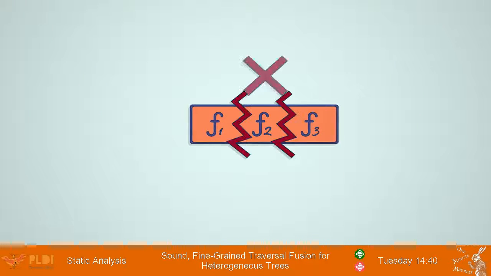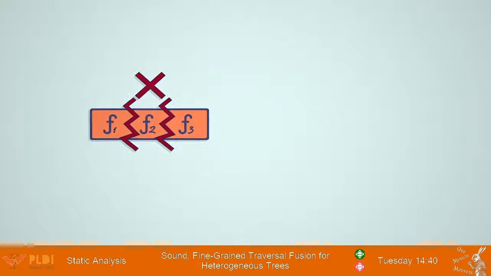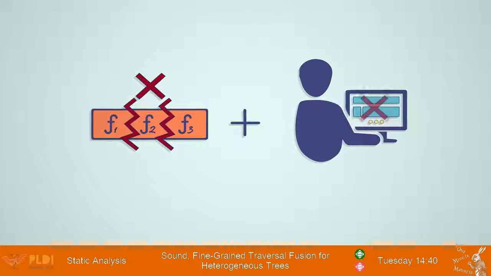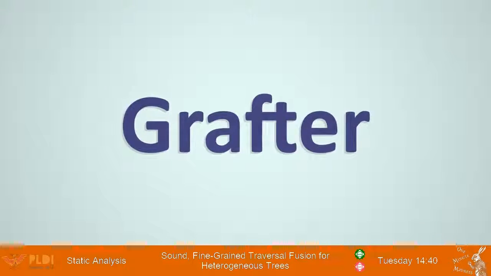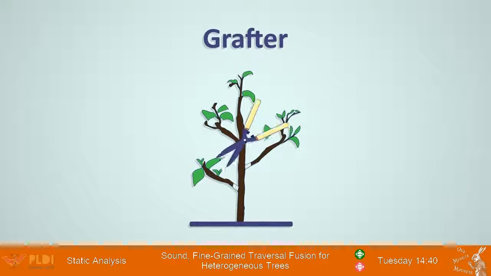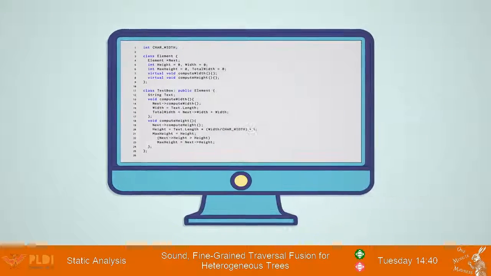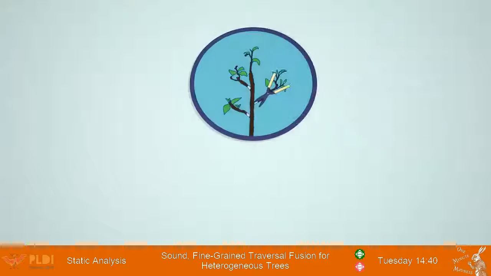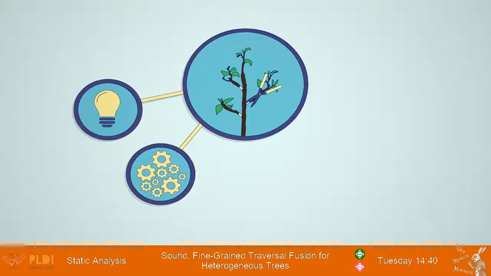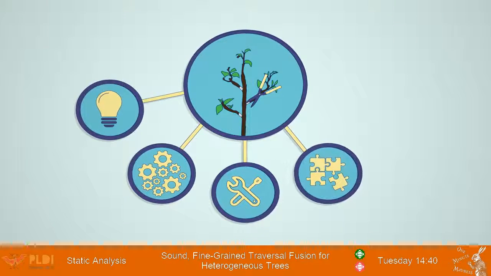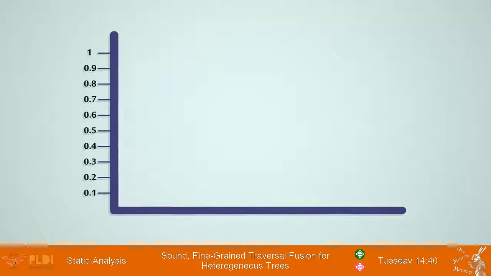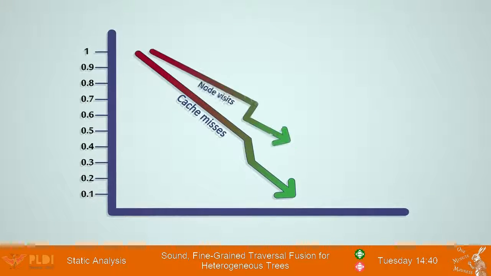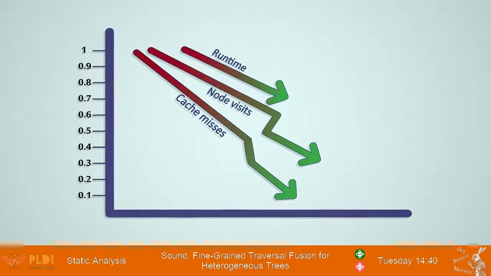But it's not always possible to fuse those traversals. Furthermore, manually fusing traversals is not trivial, prone to errors, and less modular. We introduced Grafter, a framework that automatically fuses tree traversals that are written in a general programming language. Grafter is sound, automatic, general, performs fine-grained fusion, and supports heterogeneous trees. We showed that Grafter is able to reduce cache misses by up to 80% and runtime by up to 60%.